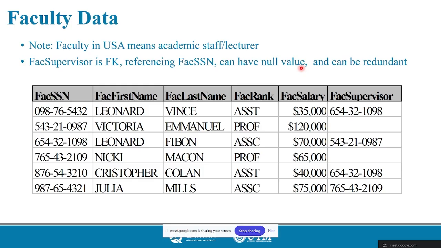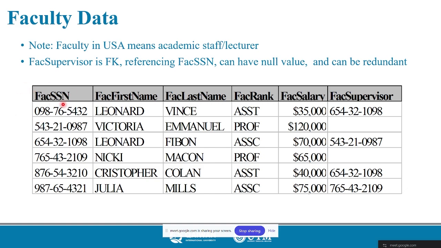Now, a fac supervisor is a foreign key referencing fac SSN. It can have a null value and can be redundant. No problem. We said that a foreign key can be redundant and can be null, as you can see here. Fac supervisor is a foreign key, so we can have redundancy. For example, here, 1098, 1098, no problem. Let it be redundant, let it be duplicate. And we can also have null, still no problem, as long as it is a foreign key.